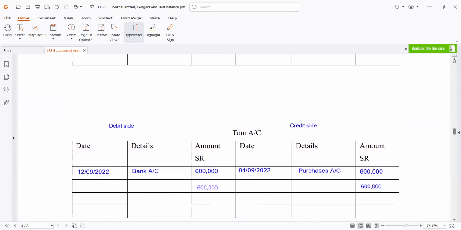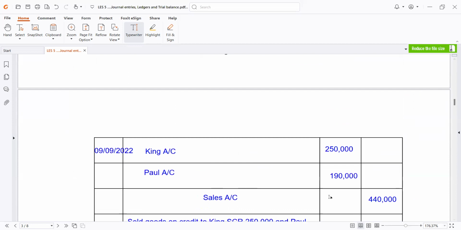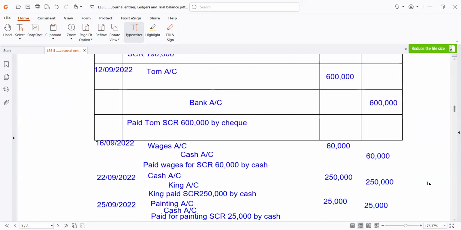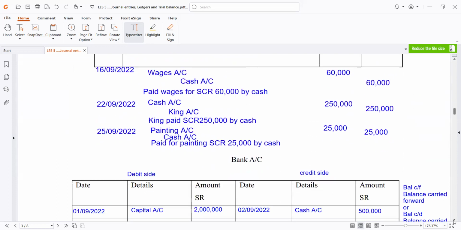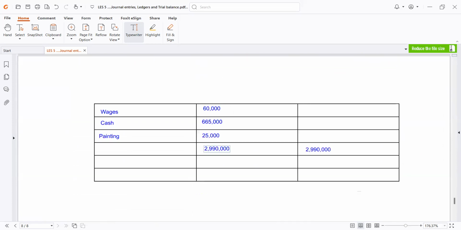So this figure, if you've done your journal entries correctly, and if you posted correctly from the journal entries, because we are picking these figures and posting in our ledger accounts, which are banks and everything, you should be able to get 2,990,000. Yeah, that's the figure. And at this point, you should be able to know if it is correct or not.